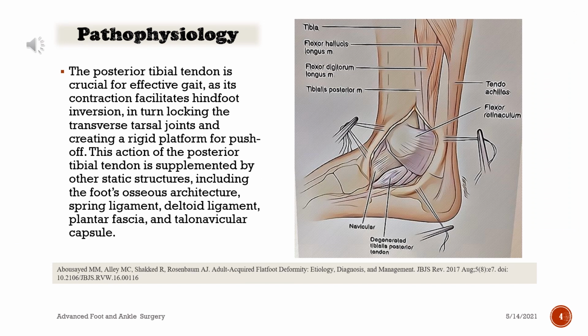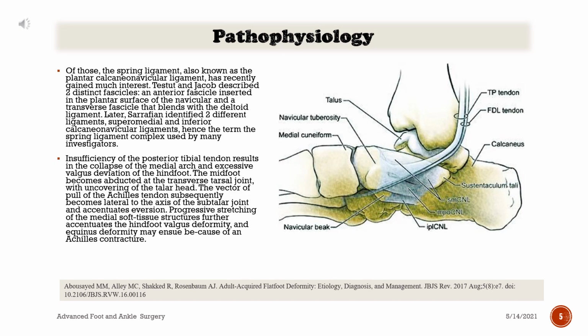The posterior tibial tendon is crucial for effective gait, as its contraction facilitates hindfoot inversion, in turn locking the transverse tarsal joints and creating a rigid platform for push-off. This action of the posterior tibial tendon is supplemented by other static structures, including the foot's osseous architecture, spring ligament, deltoid ligament, plantar fascia, and talonavicular capsule. Of those, the spring ligament, also known as the plantar calcaneonavicular ligament, has recently gained much interest.